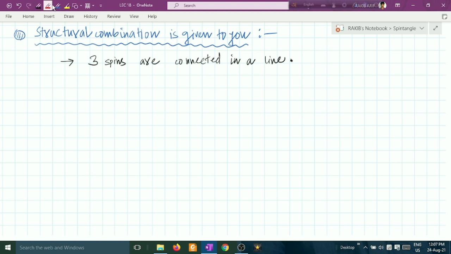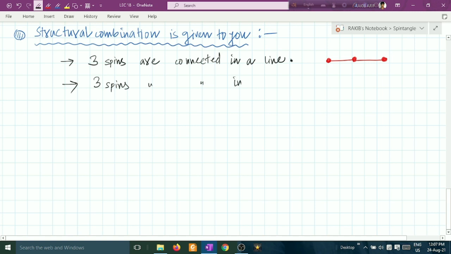Say the structure will be what? Say three spins, you have one spin here, one spin here, another spin here. This is a line. Or you could have been given that three spins are connected in the vertices of a triangle. So the structure will be: this is a spin, this is a spin, this is a spin.